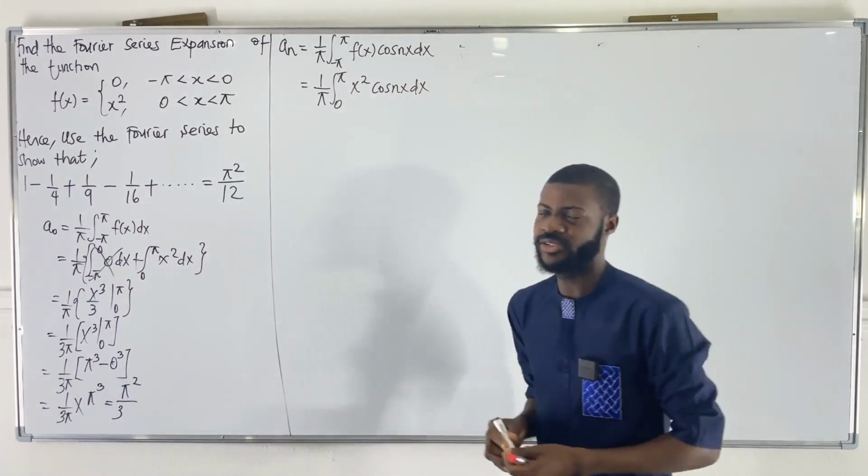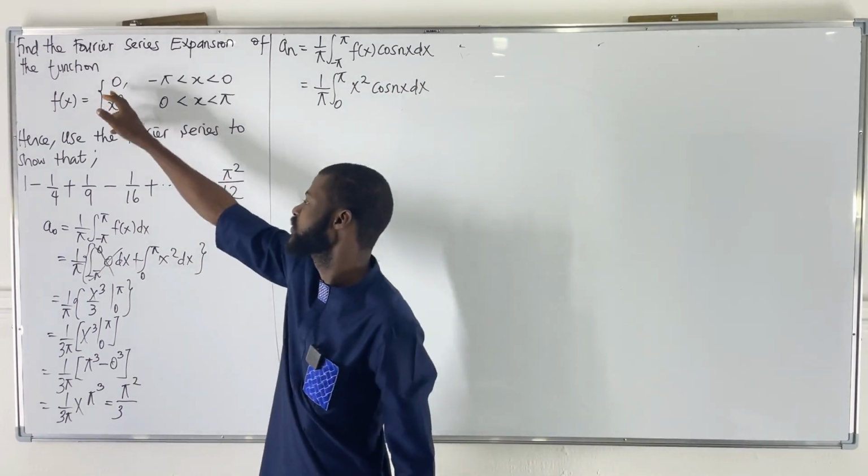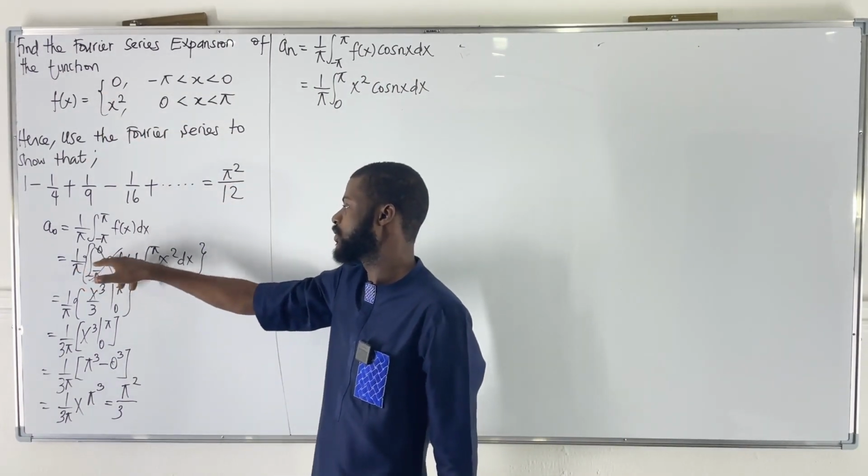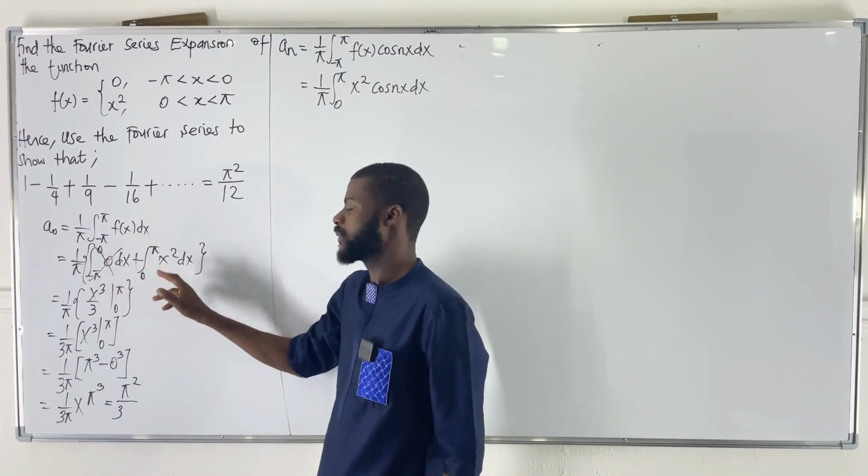Now, what I did is actually logical. Since this part is 0, instead of going through the stress of writing it, when it's going to give me 0, don't write it again. Just write only this one.